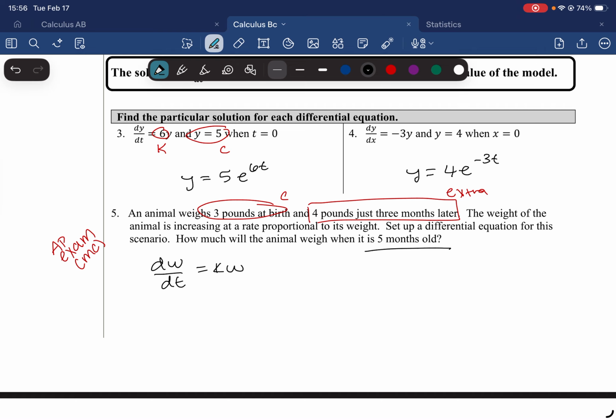So notice when we set up the proportion for that differential equation, we know that we can write the solution to be w is equal to 3, the initial value, times e to the kt, and then use that extra information it gave us to find k. So 4 pounds would be w, so 4 is equal to 3 times e to the k, and then time is 3 months, so times 3. You would then use Desmos or any type of calculator to simplify this.